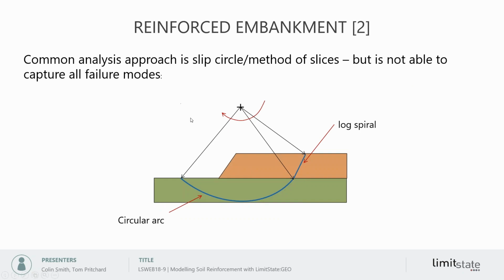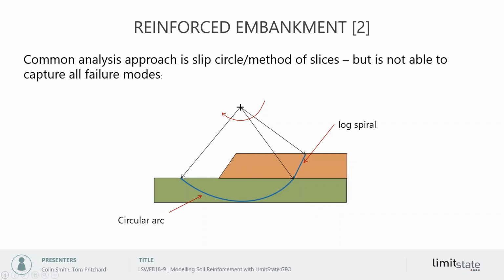Now your classical approach of analysing this sort of problem might be a slip circle method of slices approach, where you might model a log spiral in the embankment if it's a frictional soil and a circular arc in the soft soil below. But you're not going to capture all possible failure modes there. You might capture 1 or 2 critical ones, but you'll miss out on some others that may or may not be present in the problem.